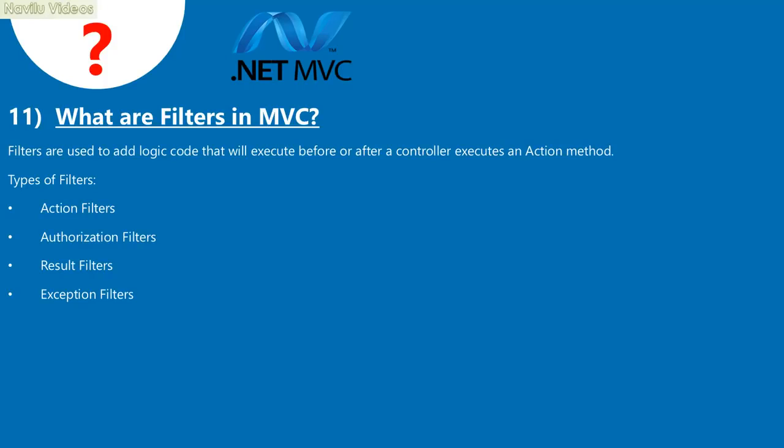11. What are filters in MVC? Filters are used to add logic code that will execute before or after a controller executes an action method. Types of filters: action filters, authorization filters, result filters, exception filters.